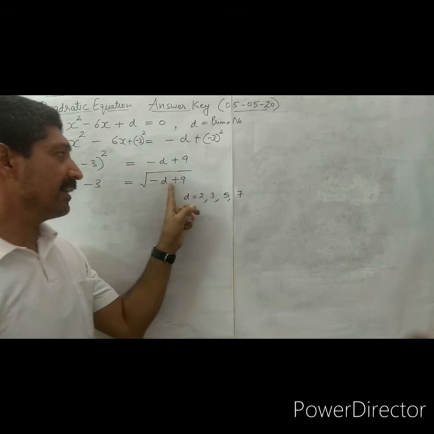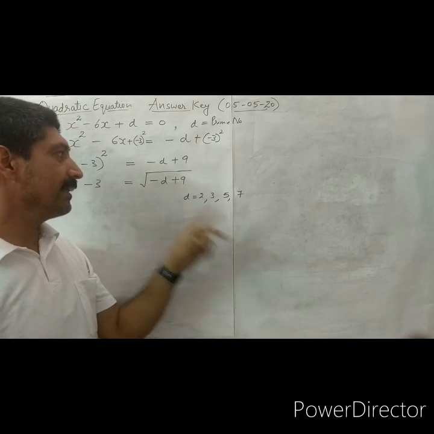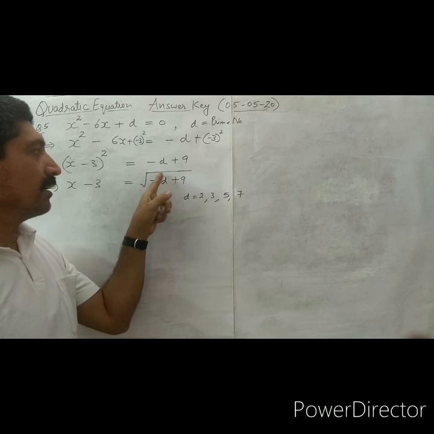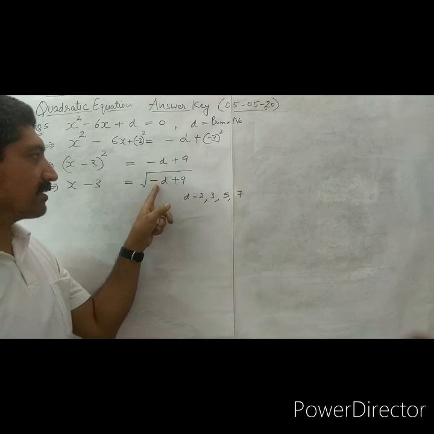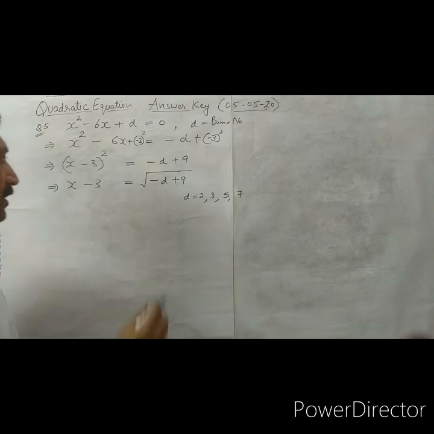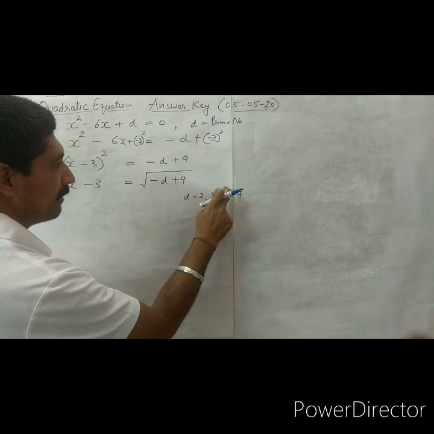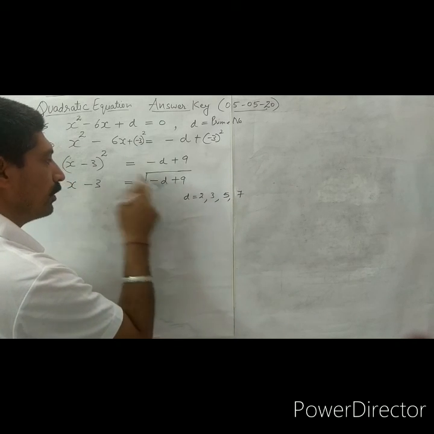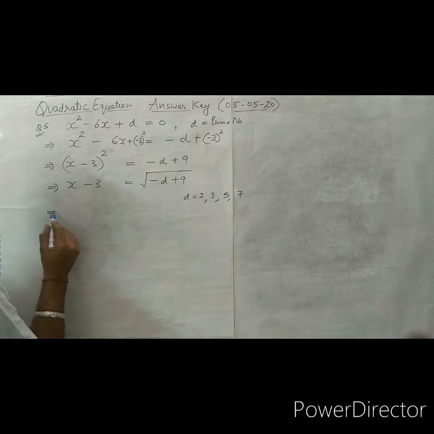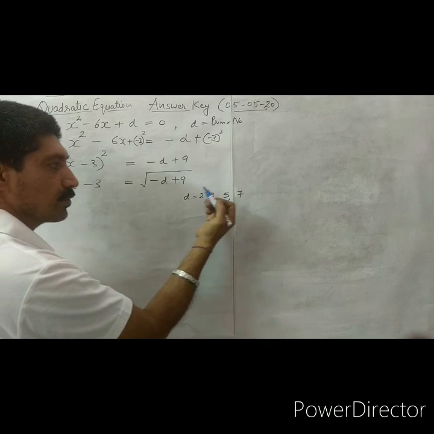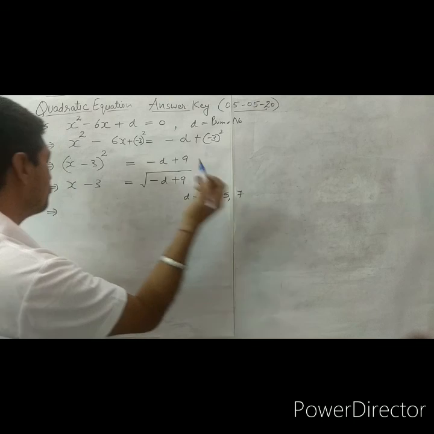And if d is greater than 9, then we have no real roots, because this is the square root of a negative number, that is an imaginary number. So here let's say I am going for the value 5, so under root 4, we can take the value of d as 5. We can go with 2 also, 3 also, 7 also.